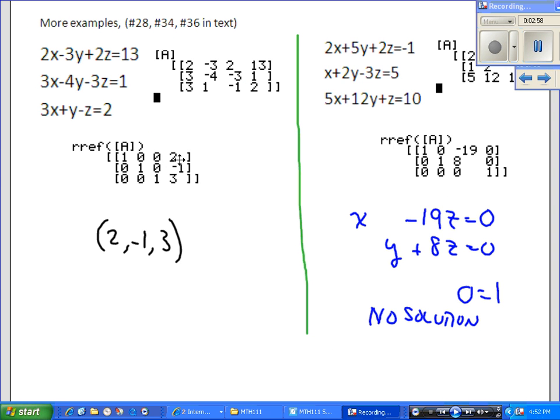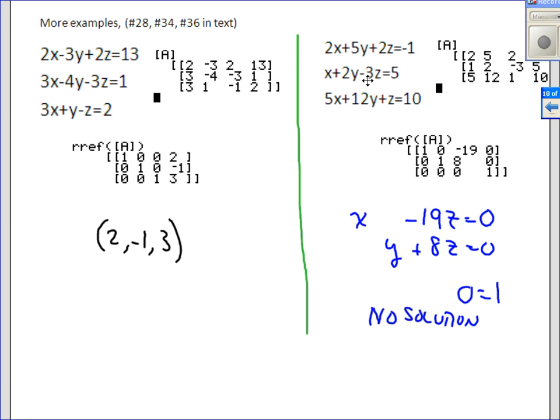Okay, a couple more examples. I pulled these out of the textbook. So I've got a system of equations here, put it in as an augmented matrix, did my reduced row echelon form, and there's my solution. It took me, I don't know, 15 seconds. And then my second one here, so I can get that out of the way so you can see it.